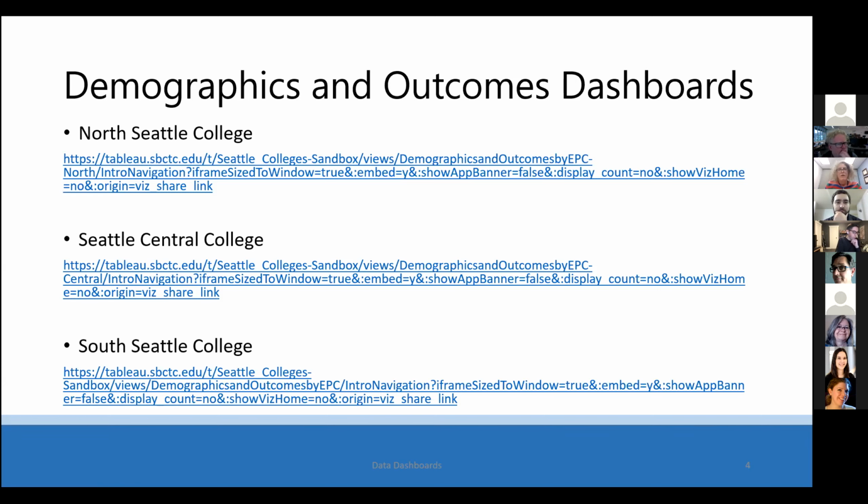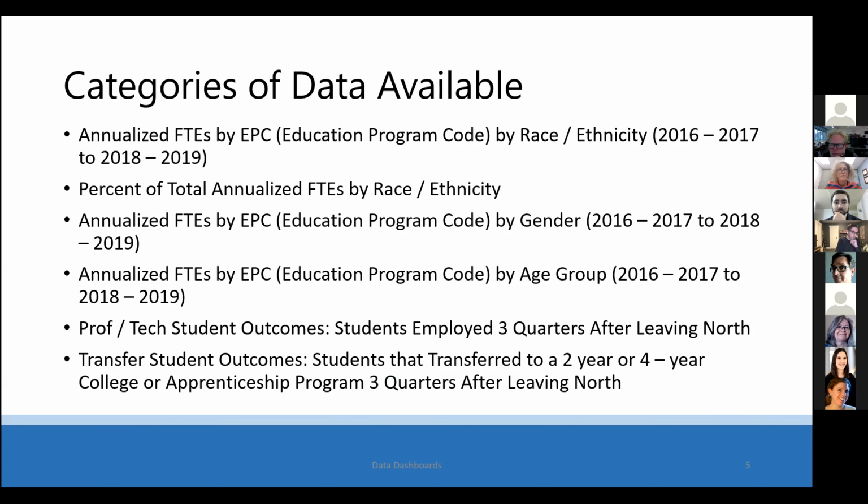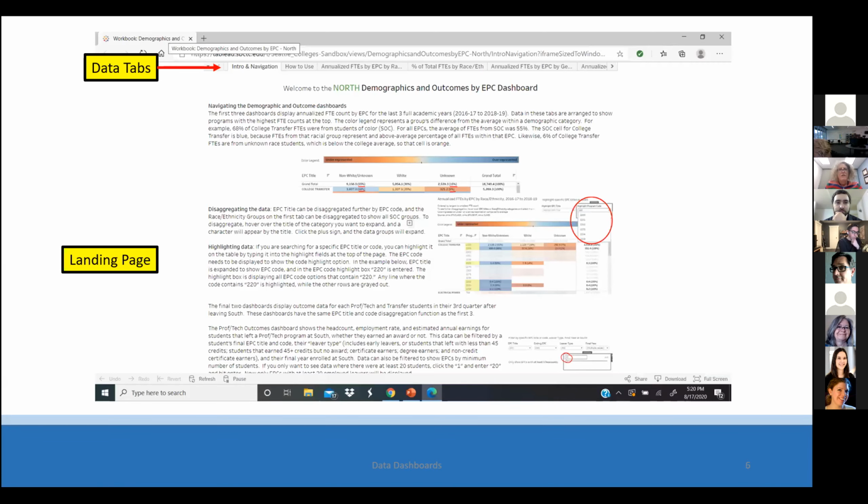So for all of these dashboards, I include how to access them. So these are the links to the demographics and outcomes dashboards for each of the three sister institutions. So these are the categories of data that are available in these particular dashboards. So again, don't want to necessarily read to y'all because you can all read, but let's take a look at some screenshots. So when you open up this dashboard for North, this is what you see.